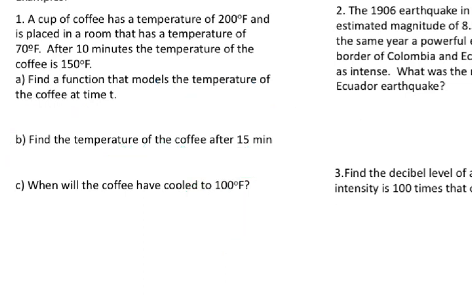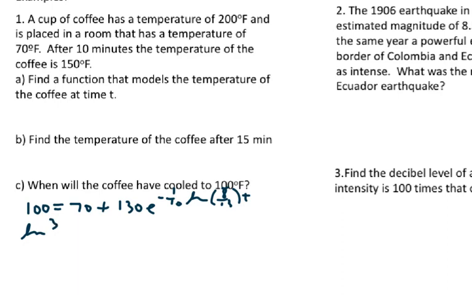Okay. So what we need to do is set our equation equal to 100. That's going to be the temperature, that's what we're looking for. So 100 equals 70 plus 130 e to the negative 1/10 ln 8/13 t. So we work on that. We move the 70 over, which gives us a 30. We divide by 130, which gives us 3/13.